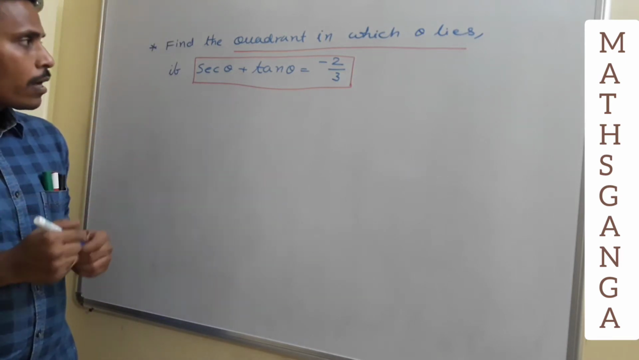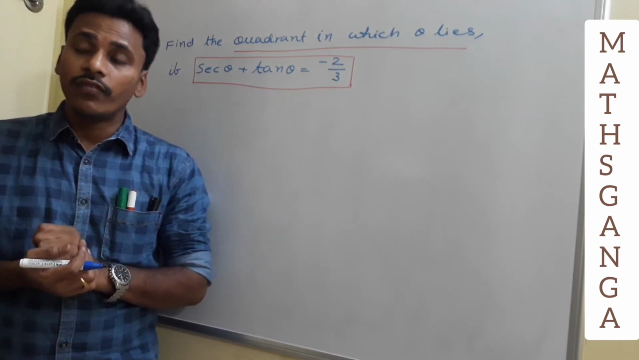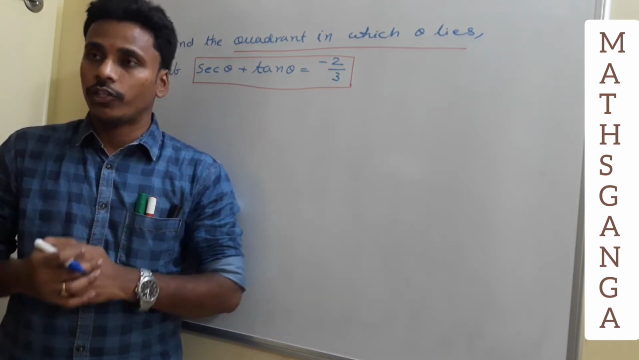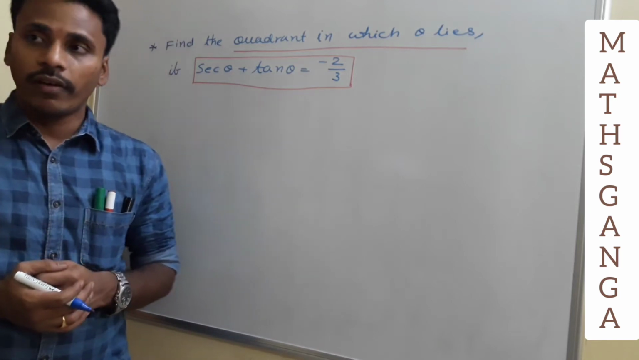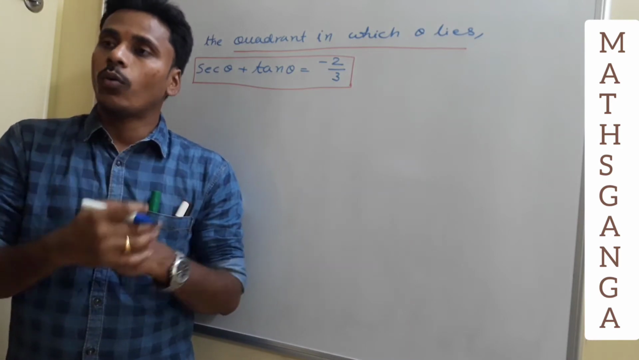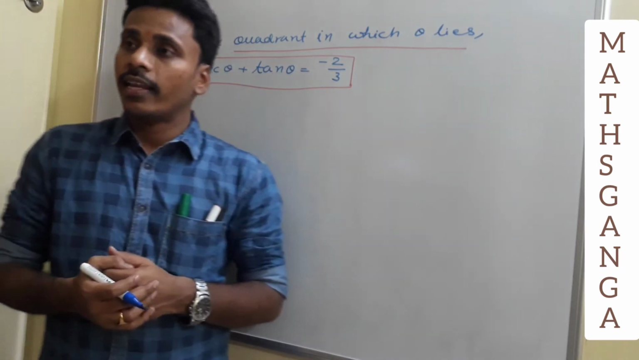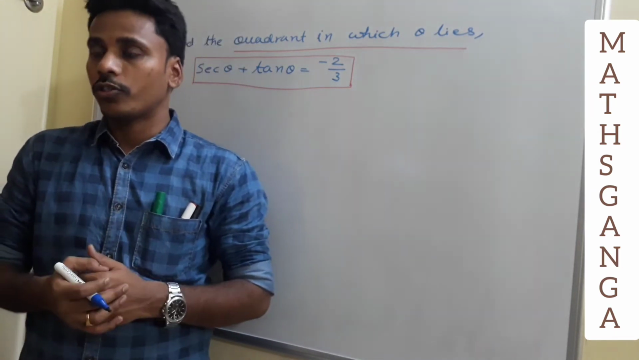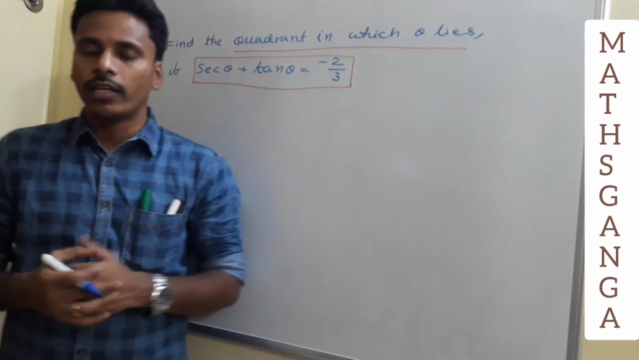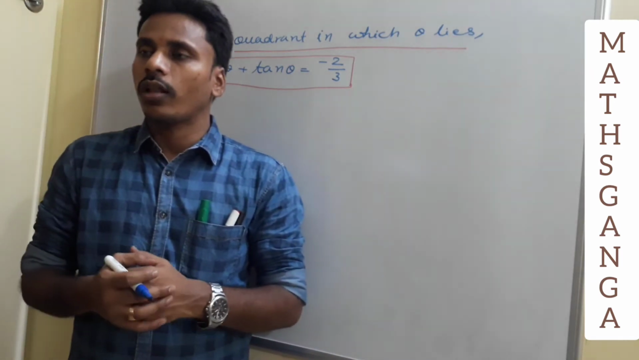Secant theta plus tan theta is given, and to decide the quadrant in which theta lies, I am just thinking about different trigonometric ratios. For sure, in the first quadrant all trigonometric ratios are positive. In the second quadrant, sine and cosecant are positive. In the third quadrant, tan and cot are positive and all the remaining are negative. Whereas in the fourth quadrant, cos and secant are positive and all the remaining are negative.